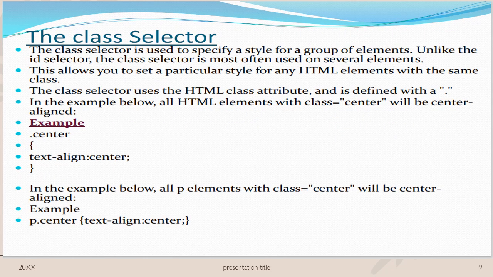closed. The class selector. The class selector is used to specify a style for a group of elements. Unlike the ID selector, the class selector is most often used on several elements. The class selector uses the HTML class attribute and is defined within double quotes. We can see it with the help of an example: .center, curly brace open, text-align center, and curly brace closed.